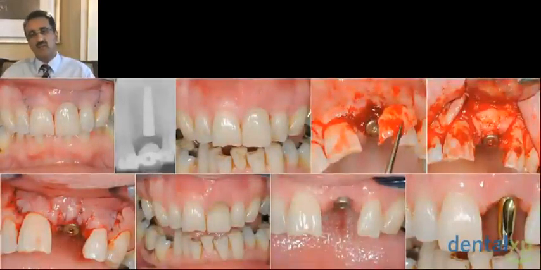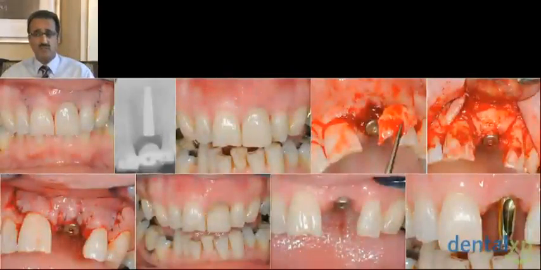So here we have a simple connective tissue graft taken from the palate, which is sutured into place with resorbable sutures onto the underlying periosteum. There's a split thickness dissection of the tissues underneath, and you can see us placing the healing abutment, and now the flap is replaced into place.